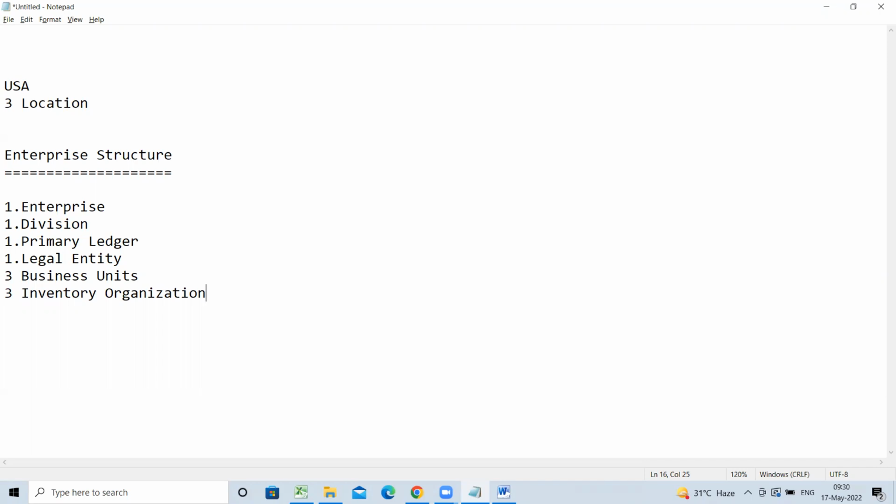The simple point is, one company is operating the business in the US in 3 locations. So how many types of businesses are they doing? I mean, what are the verticals of the businesses and how many registrations do they have? In the 3 locations, are they doing a single business or different businesses? How many warehouses do they have? These all we have to ask as questions. Then you can come to a conclusion on the proposed enterprise structure. Then you can say, as per your business, one enterprise. Closing our eyes, we can say only one enterprise because that is the only possibility.